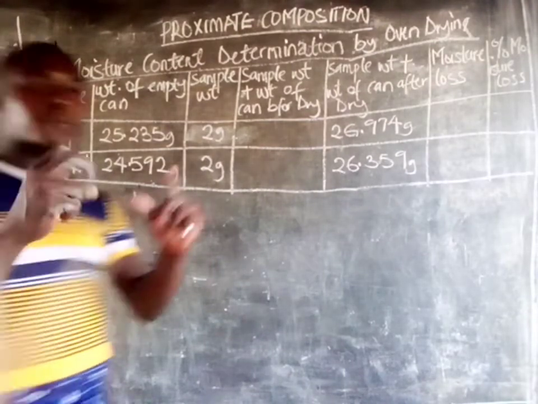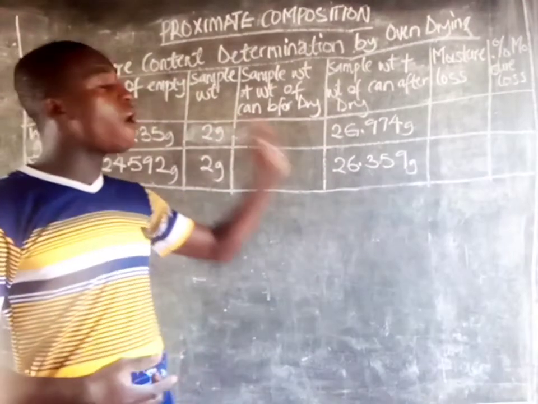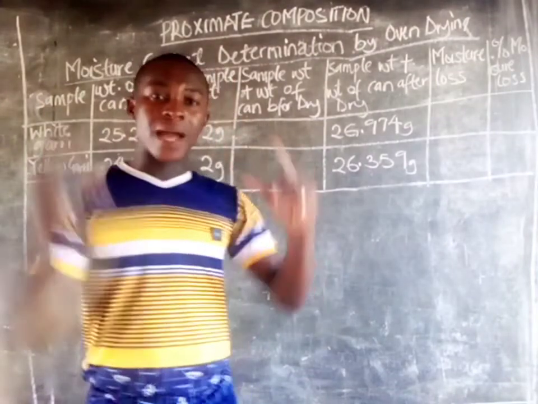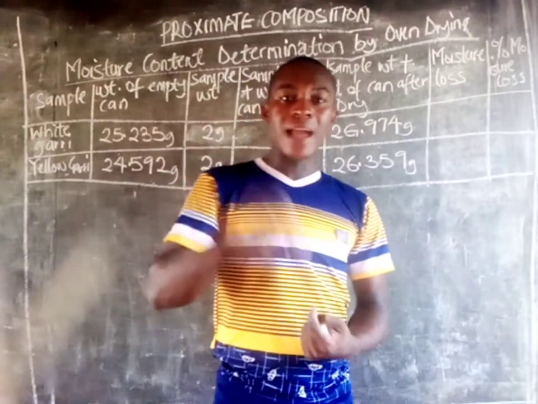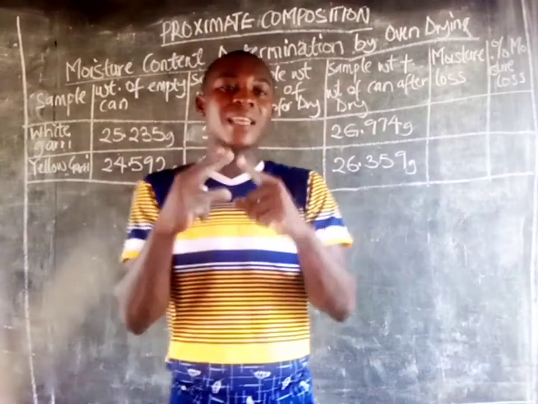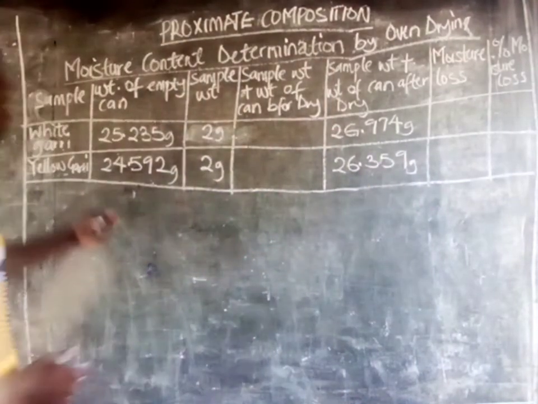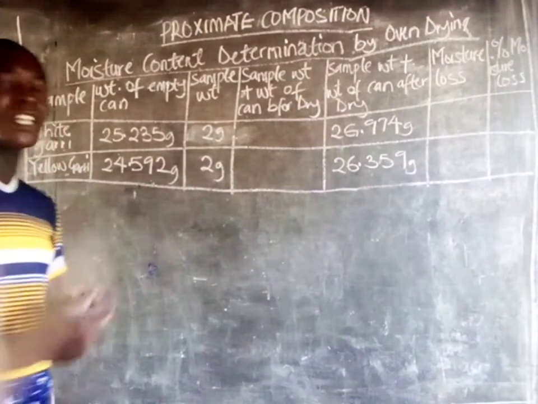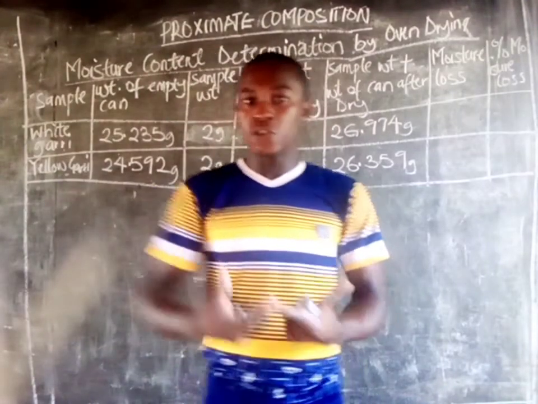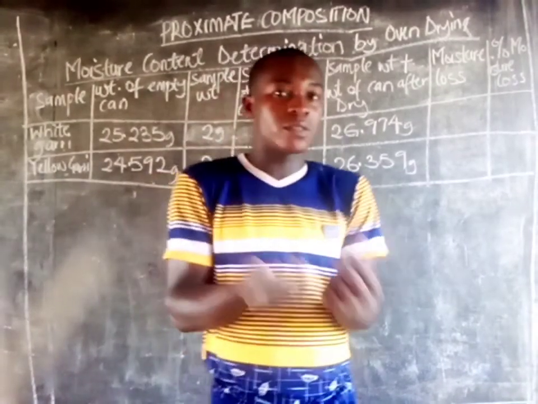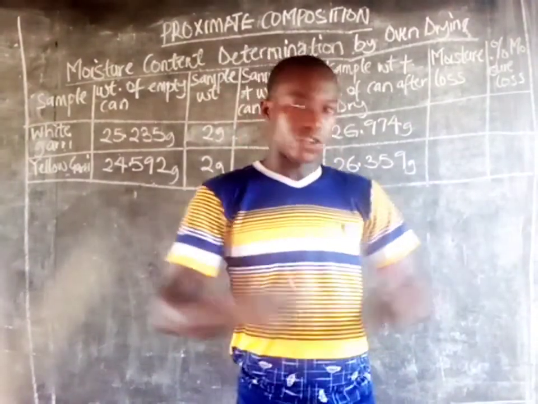And so the principle behind this moisture content determination by oven drying is removing the moisture present in the food by heating the food at a particular temperature for a particular time. So with this table, the first thing you do in this analysis is you get your can, which is to be used for carrying the food sample, like in this case white Gari and yellow Gari.